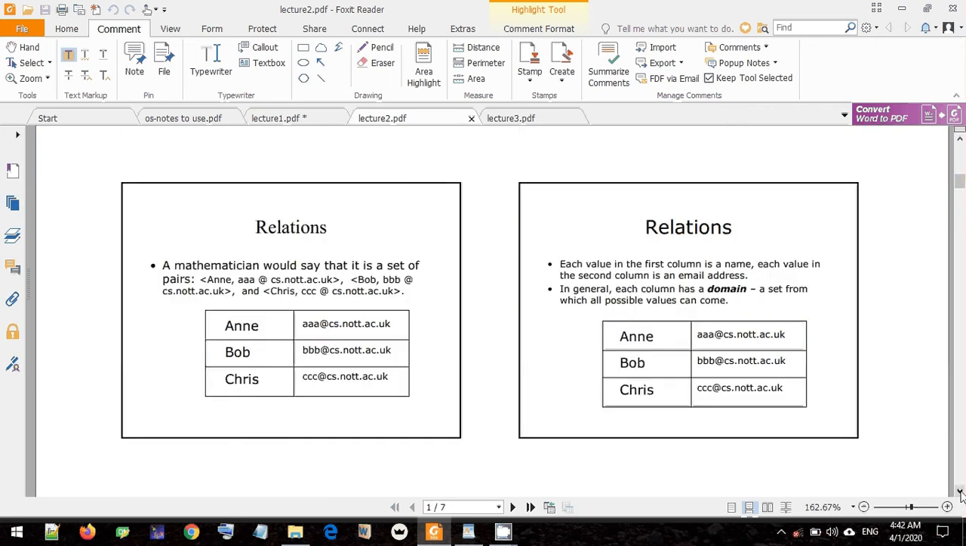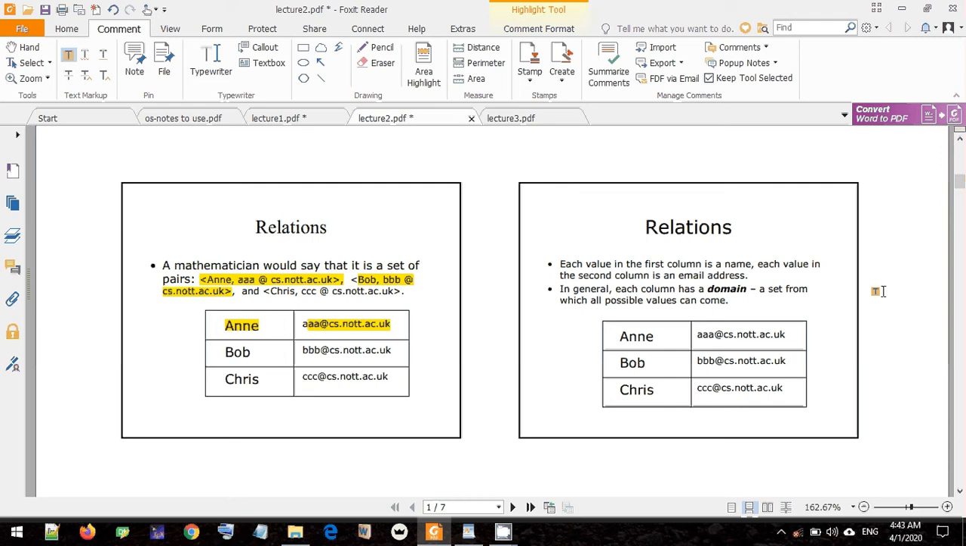Mathematically, a relation is a set of pairs. Let us use our example: Anne and the email address. We can write out a set of pairs just as we've written here. Anne, comma, the email address. The second row, Bob, comma, the email address, and so on.